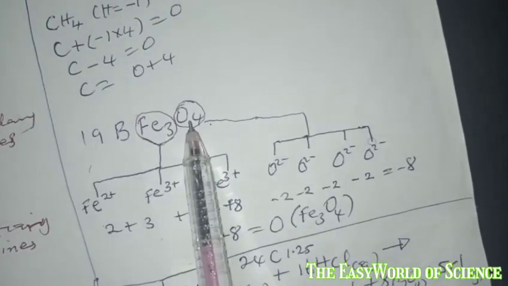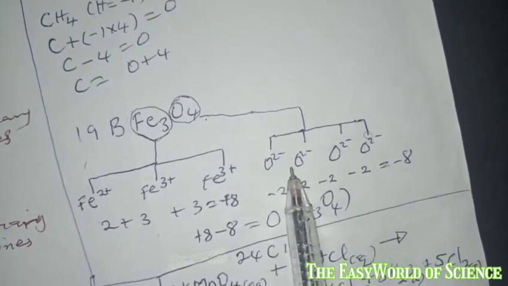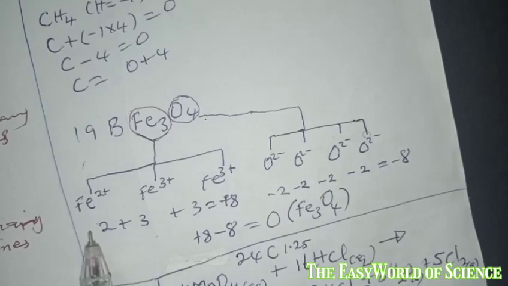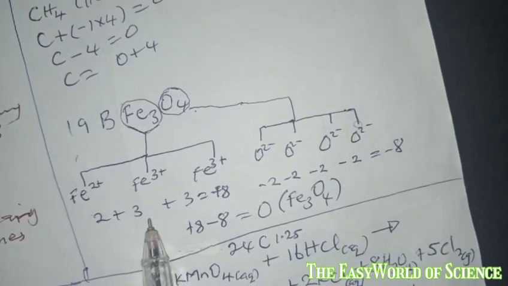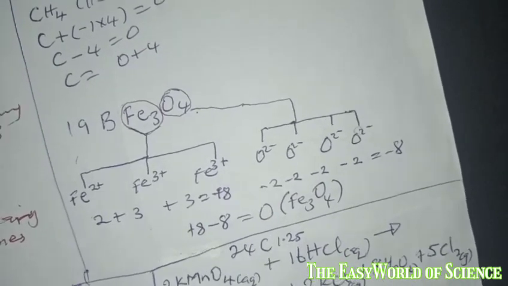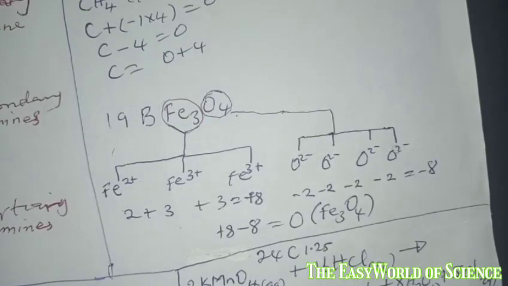Then watch well. We have 4 atoms of oxygen and each atom has oxidation number of minus 2. Then minus 2 times 4 is minus 8. So that when you add up this plus 2, plus 3, plus 3 will give you 8. So that 8 minus 8 will give you 0. So that's the answer.